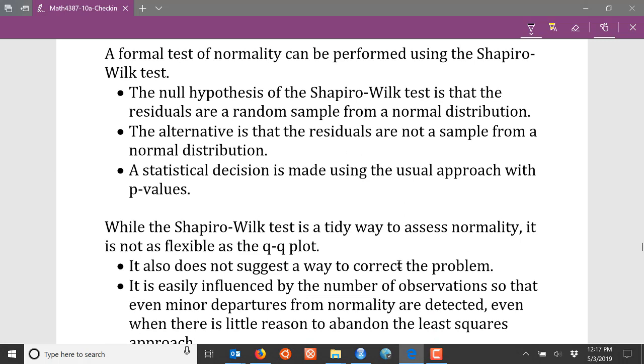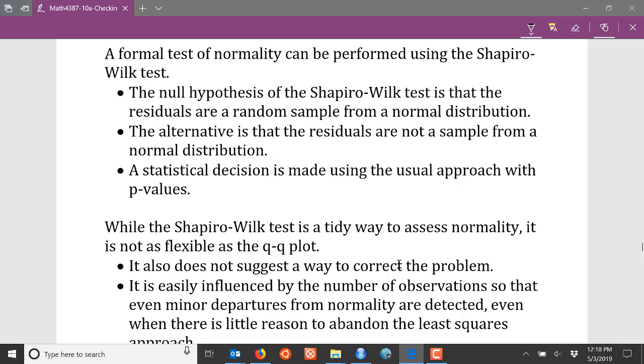So if you really don't want to use a QQ plot or you really don't like interpreting a QQ plot, there are actually many tests of normality that you can do. I'm just going to mention one. It's not by any means the best, but it's pretty well known. It's called the Shapiro-Wilk test. And the null hypothesis in our context would be that our residuals are a random sample from a normal distribution, which they would be if in fact the errors are normal. The alternative hypothesis is that the residuals are not a sample from a normal distribution.